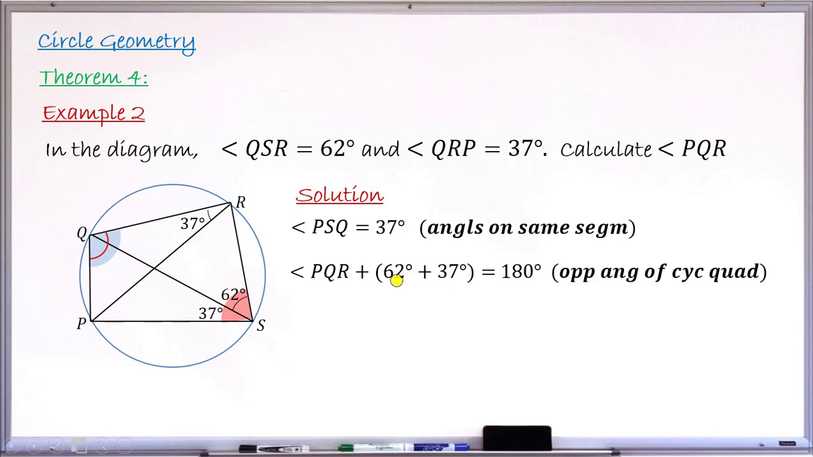So I'll now take the sum of 62 and 37 to the right hand side. There I'll get my angle PQR to be equal to 180 minus the sum. So 62 plus 37, I'll subtract that result from 180. If that is done correctly, you now have 81 degrees. So this marked angle PQR is now going to be 81 degrees. Let us just move and take one more example.